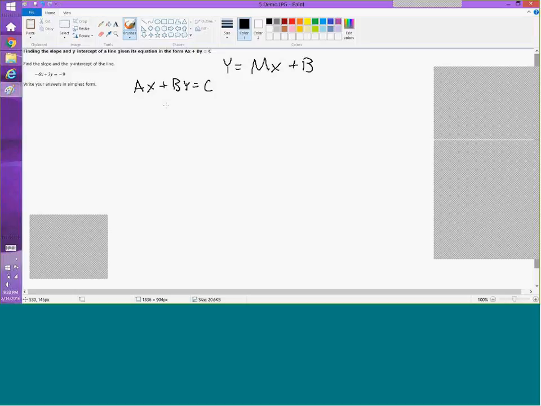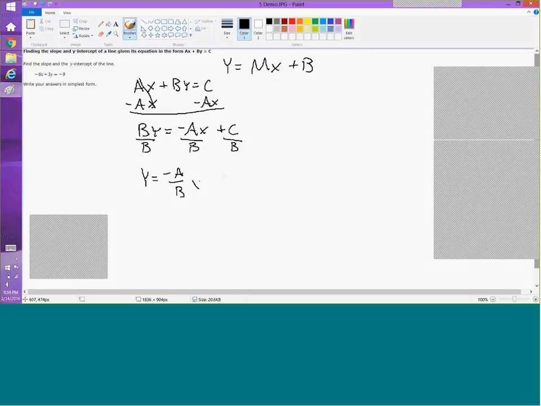I'm going to get this y term by itself, so I'm going to subtract ax from both sides. I'm left with by equals negative ax plus c. Then I'm going to divide everything by b. I get left with y equals negative a over b x plus c over b.